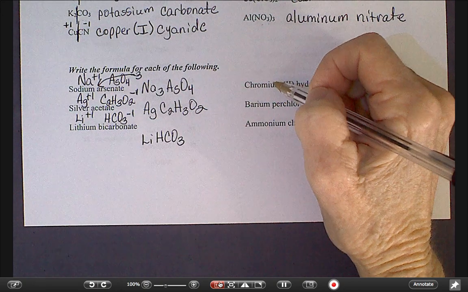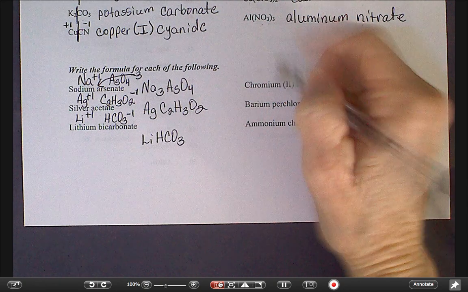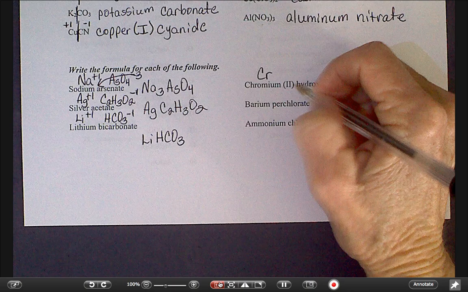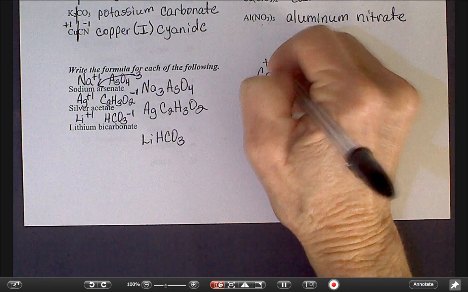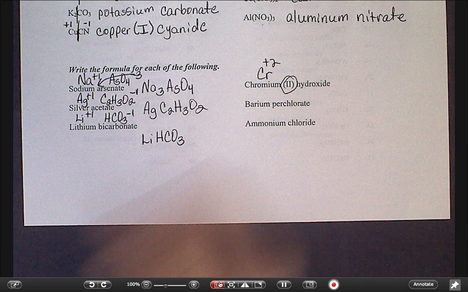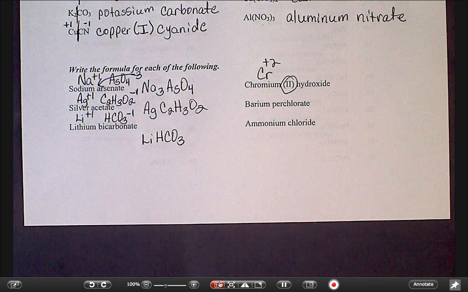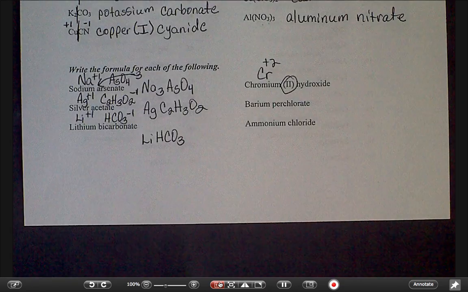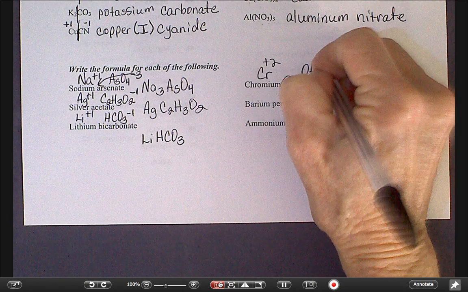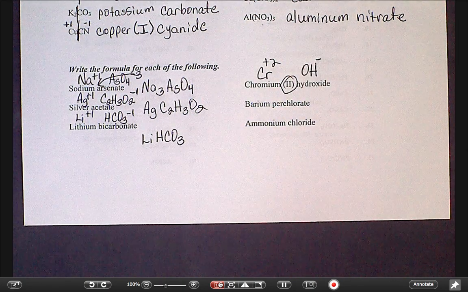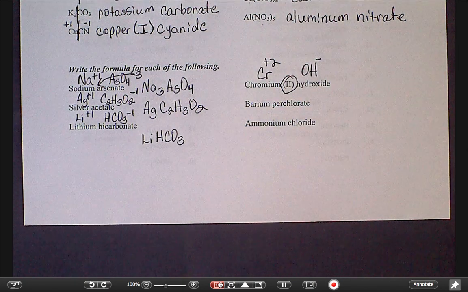Symbol for chromium. Cr. What is the Roman numeral 2 telling me? Plus 2. Go find hydroxide. It'll be a minus 1 up in the top left. OH minus. Now this is the first time we are writing a formula where we have to crisscross and put our parentheses.